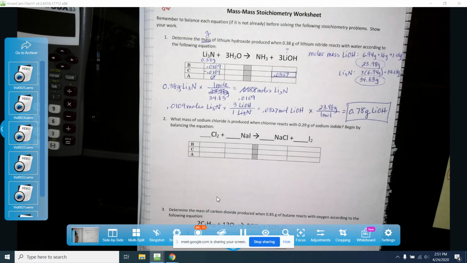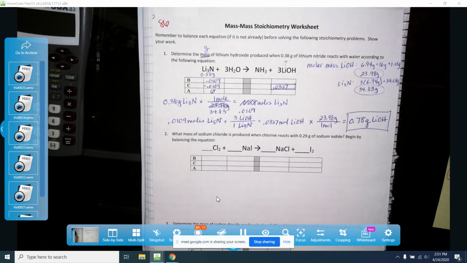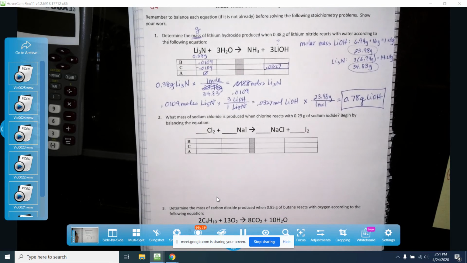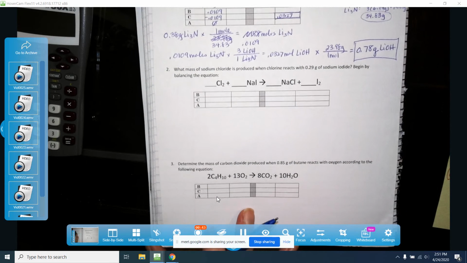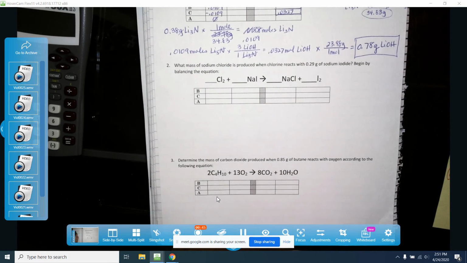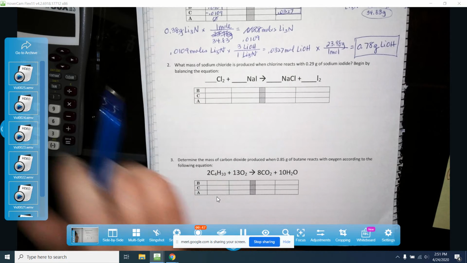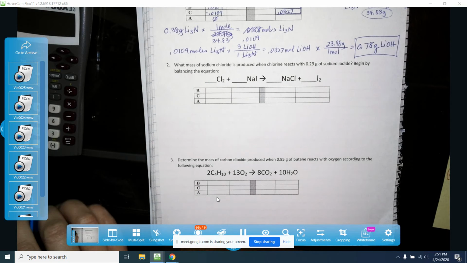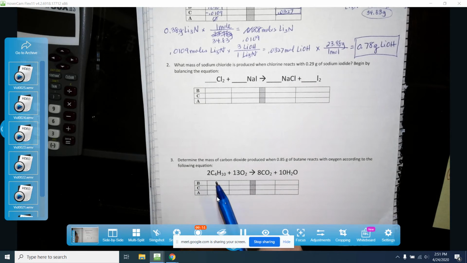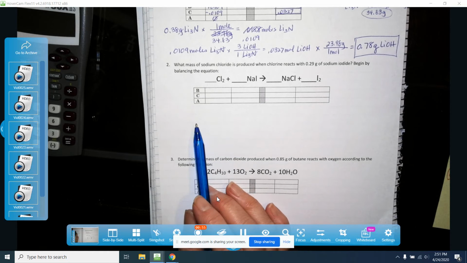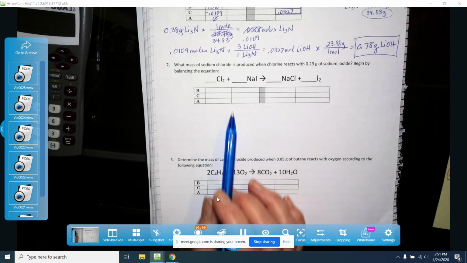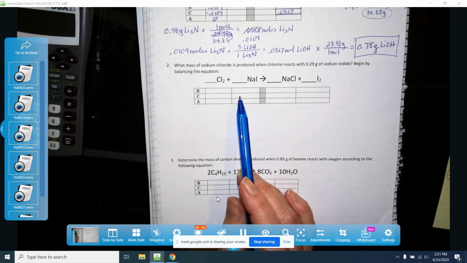Okay, so this is the mass stoichiometry worksheet. I'm going to do two of them in this video, and I'm going to talk about some of the common mistakes. Hopefully you're not making them, but some of you are, and I wanted to make sure that we nip that in the bud. Okay, so everyone knows, although I don't see this on everyone's worksheet, so I'm wondering how you're getting your answers, you need to balance your equation first.